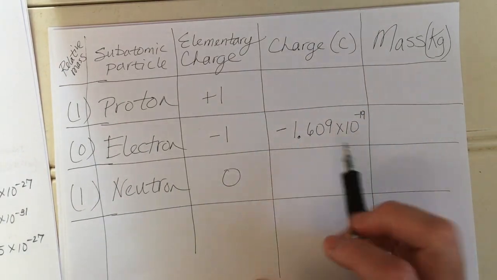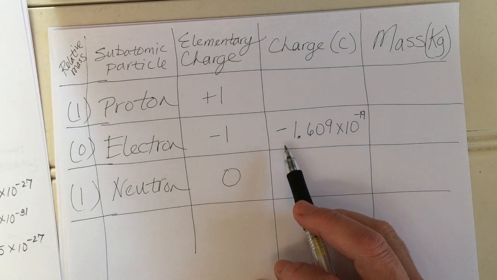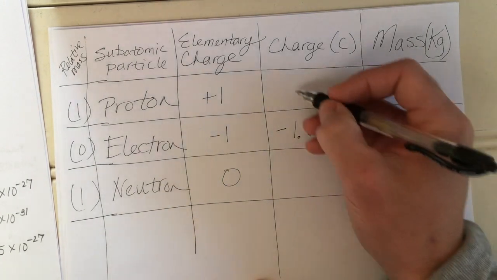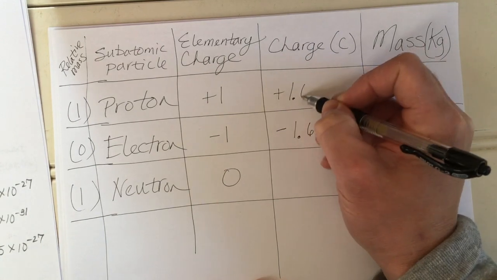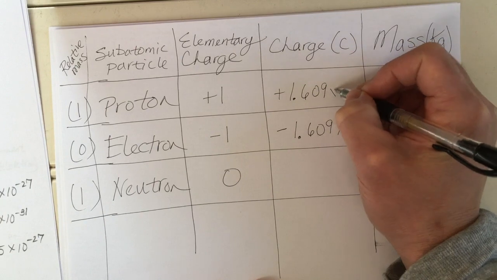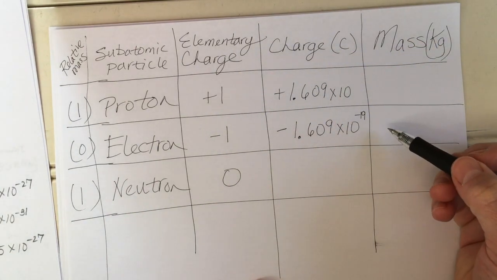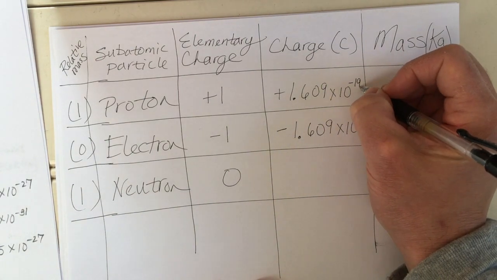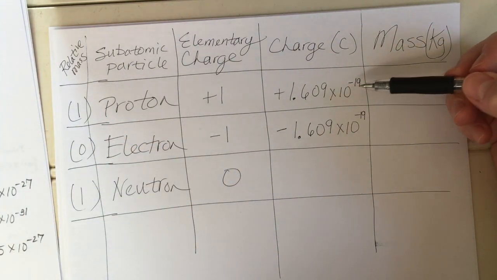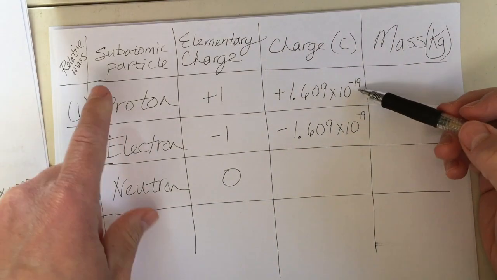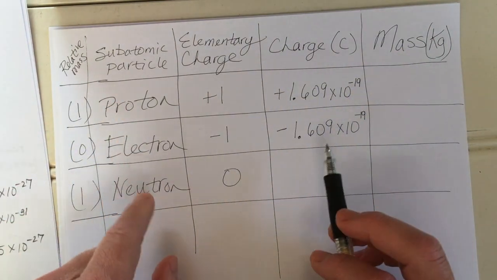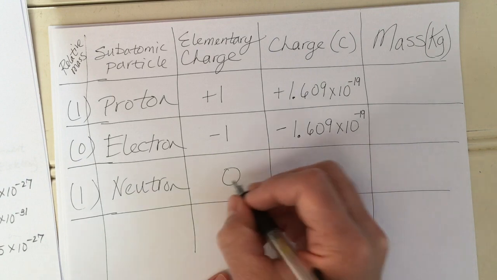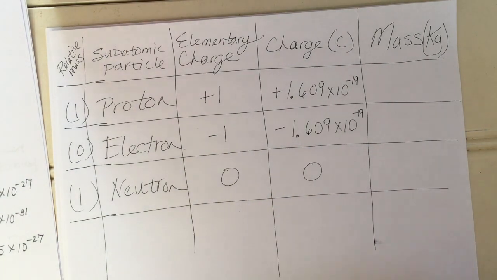Now, if this is the charge for electrons, then what would it be for protons? You might say, well, this is negative 1, and this is 1, then this is positive 1, so this would be positive 1.609 times 10 to the negative or positive 19th? Well, you would say still negative 19th, right? Because if you change that to positive, that would make it a really large number, when in fact, the charge of a proton is still a very tiny number, even though it's positive. And the charge of an electron is still a very tiny number, even though it's negative. And the charge of a neutron is going to be 0 coulombs.